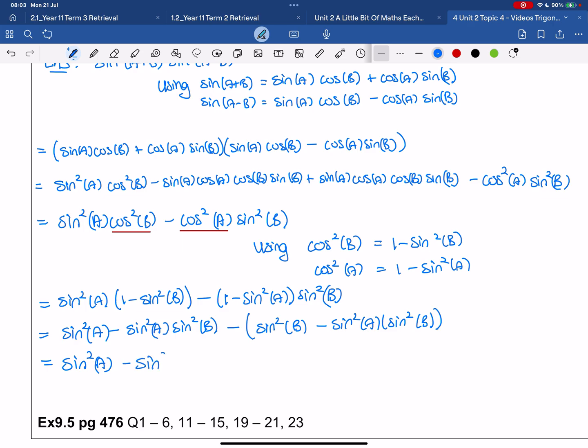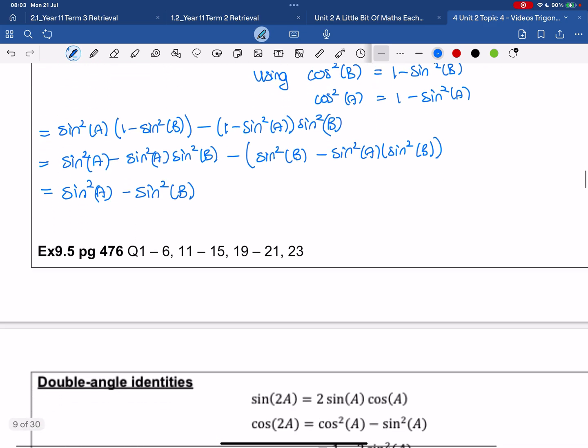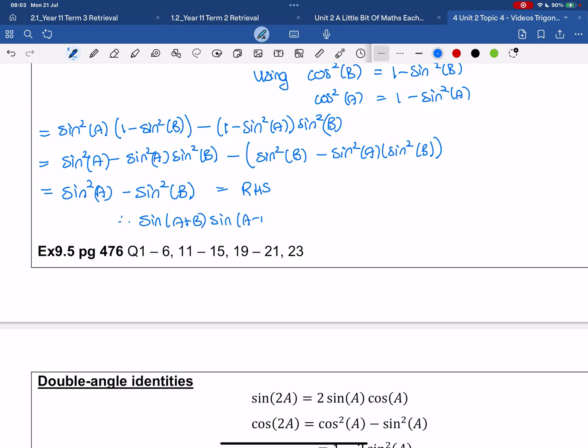minus sine squared b. And how awesome is that? That's the thing I was looking for. So that's equal to my right-hand side. So I can say therefore sine of a plus b times sine of a minus b is just equal to sine squared a minus sine squared b.